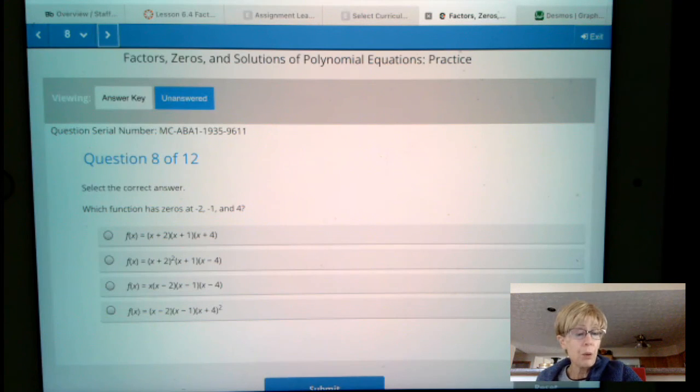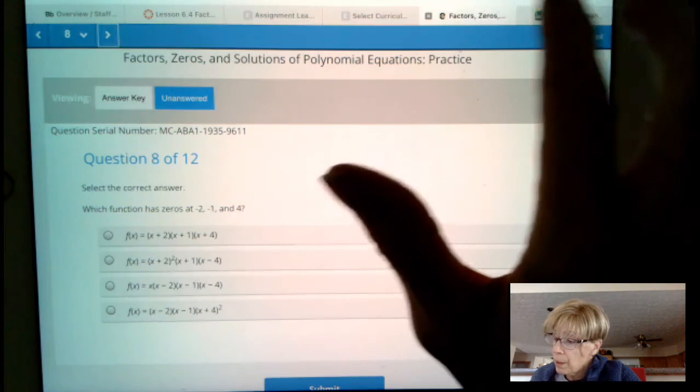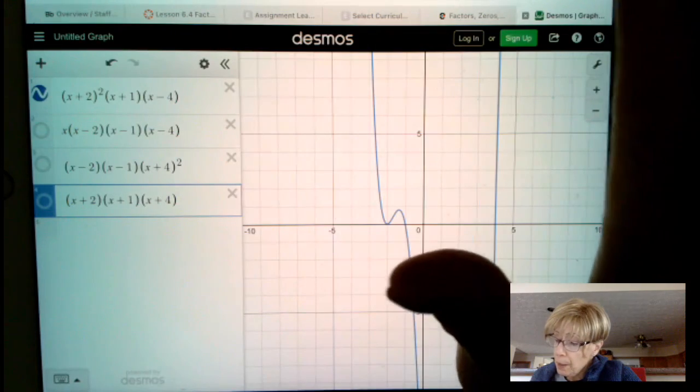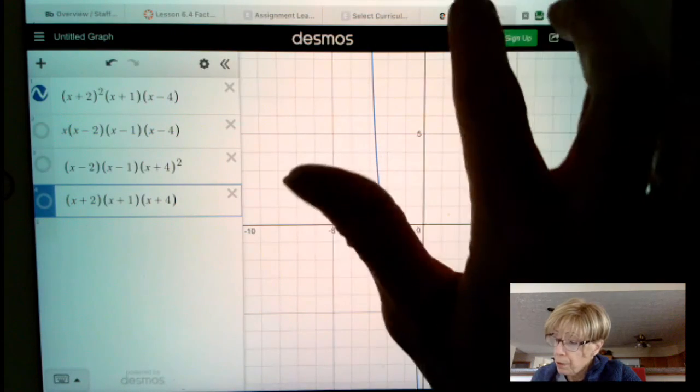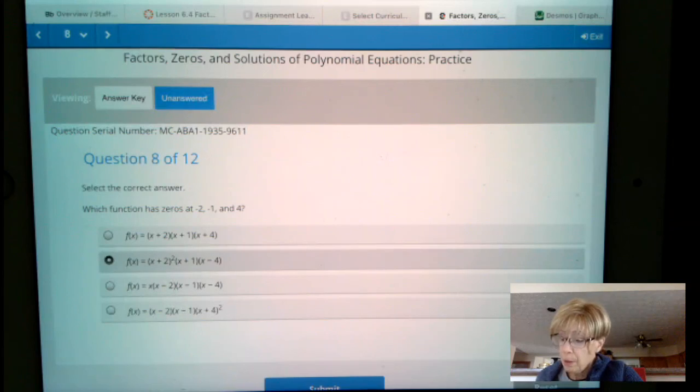But in terms of the order that I have it typed in, the x plus 2 squared is this one is the correct answer.